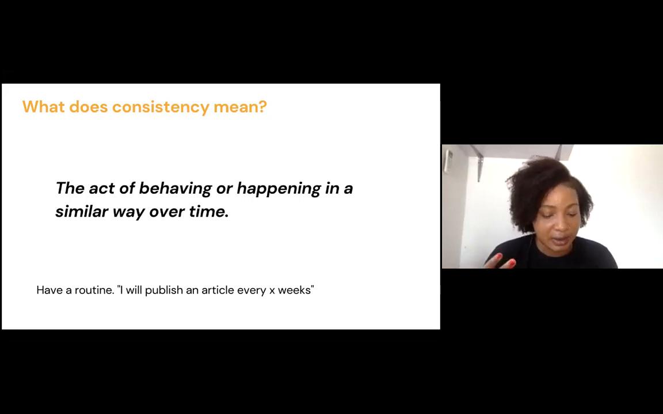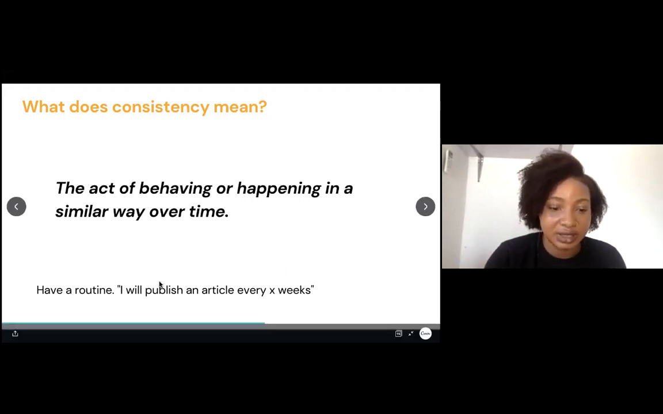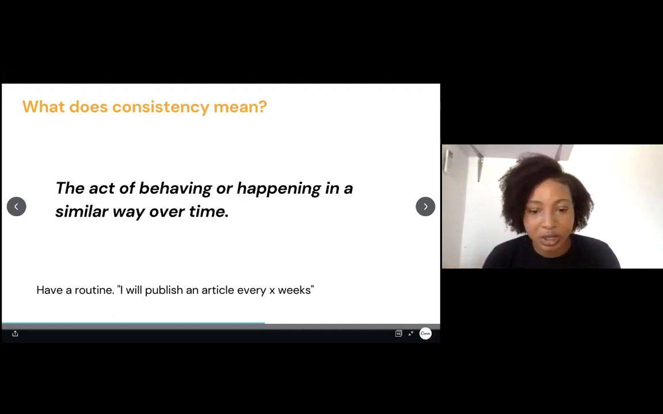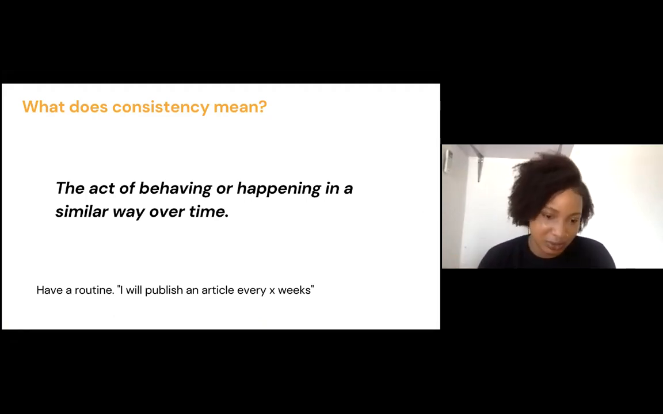So when I say being consistent, you have to make it a way of life. You have to do it in such a way that it fits in with your present routine or with some of your current habits. But you don't want to make it too easy also. So there's just that sweet spot. And that's why I have this text here saying, okay, have a routine. You can say I'll publish an article every X weeks, depending on how busy you are and how much time you have on your hands. You can decide to do it every week or every 2 weeks or even once a month, as long as you're consistent. I think a sweet spot is every 2 weeks, in my opinion.